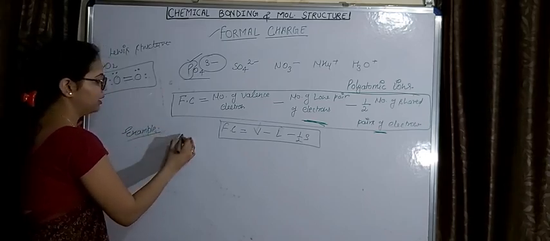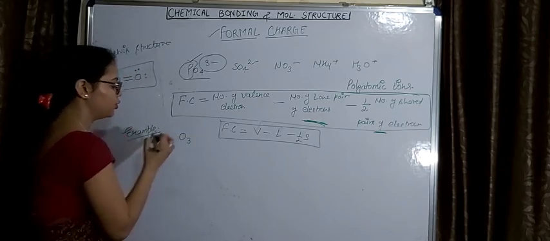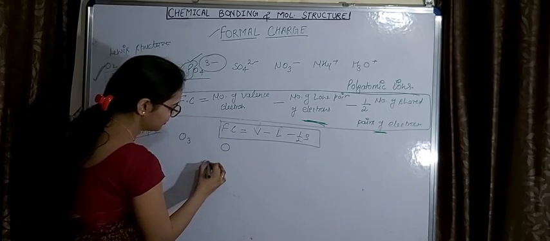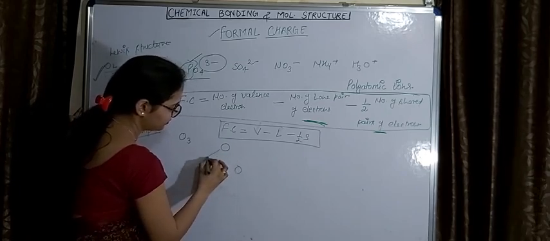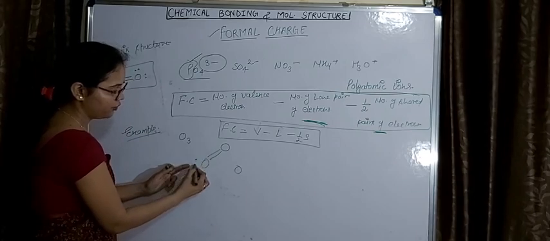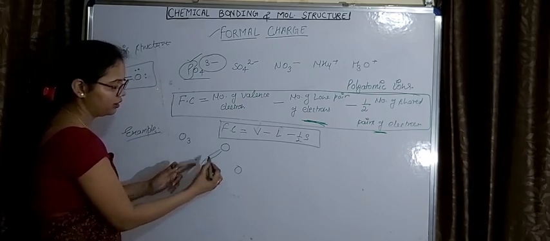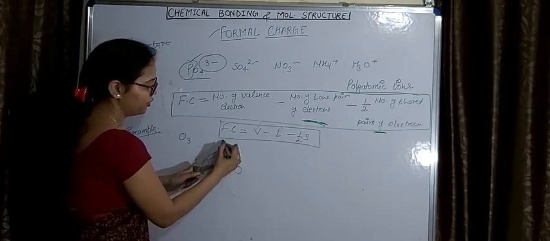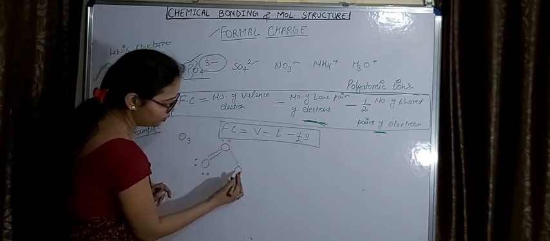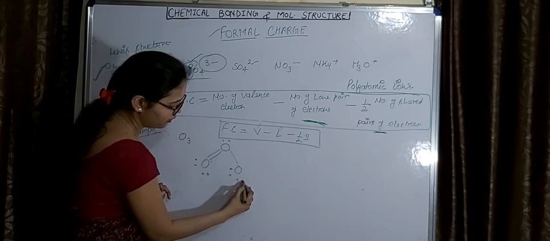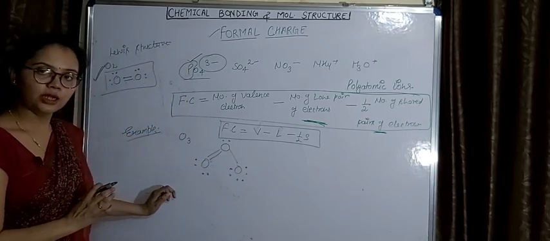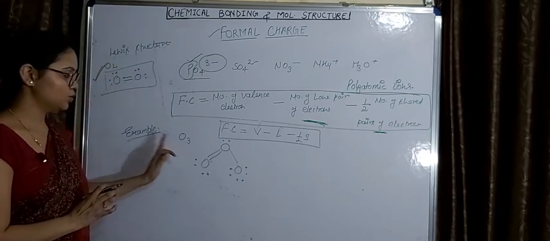So for example, let's take ozone. The Lewis structure of ozone is this. For this oxygen, 1 2 3 4 5 6 7 8, 1 2 3 4 5 6 7 8, 1 2 3 4 5 6 7 8. So this is the Lewis structure of ozone.